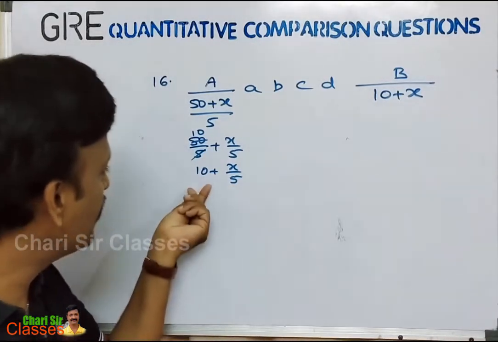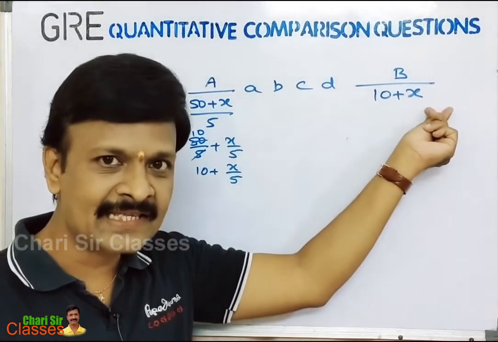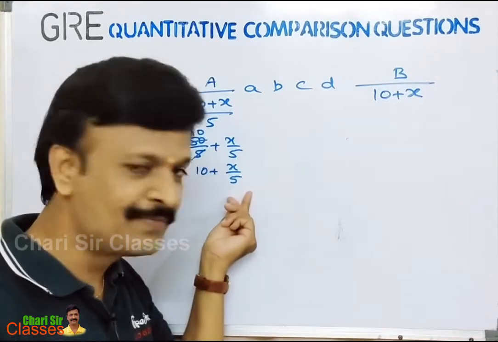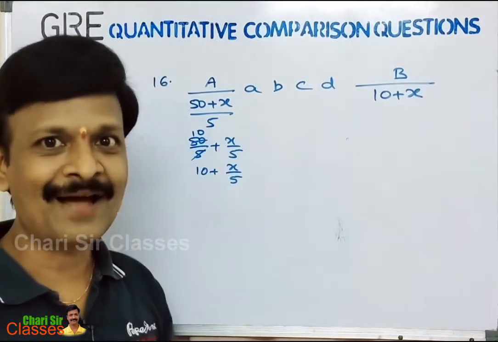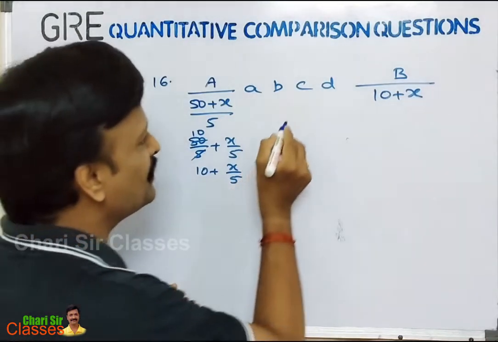Can we decide, like 10 plus x by 5 versus 10 plus x? So x is more than x by 5, therefore quantity B is greater. Can we go with that? No, that will be the trap answer. So what to do? Let's put some value.